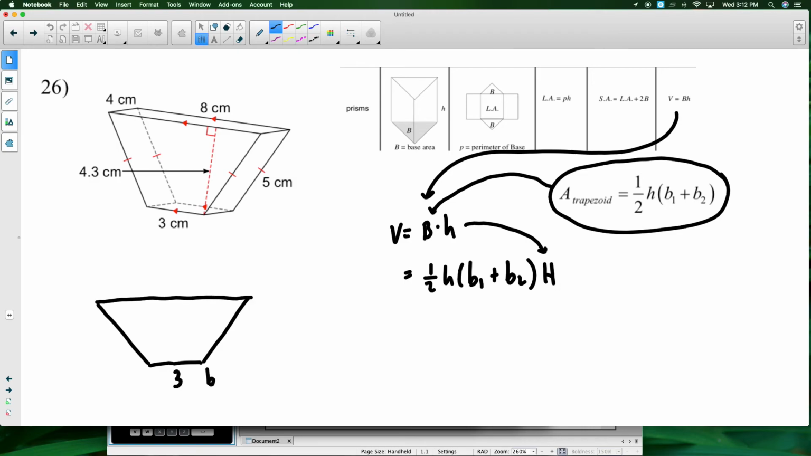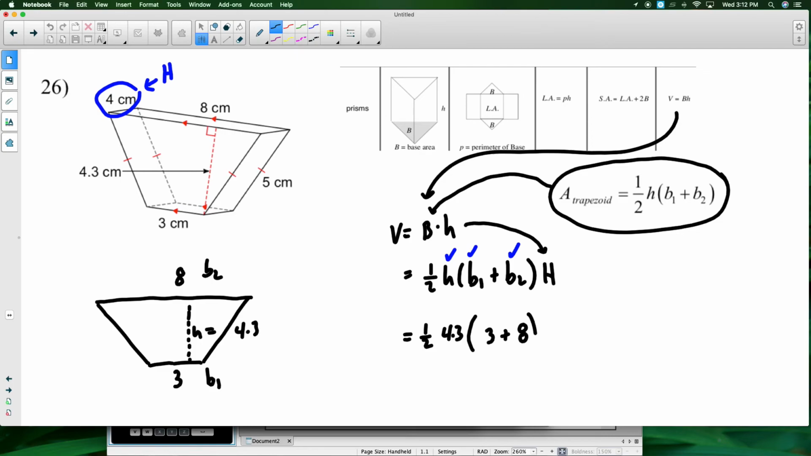So 3 is going to be B1, 8 is going to be B2, the height, little h, is going to be 4.3. So I now have this one, and this one. And what is capital H? The height of this prism is 4. So substituting everything in correctly, the height of the trapezoid was 4.3. Little base 1 was 3. Little base 2 was 8. And capital H was 4.